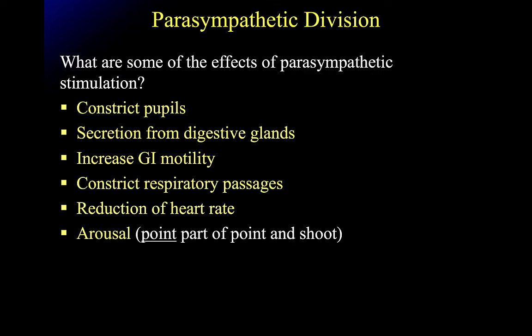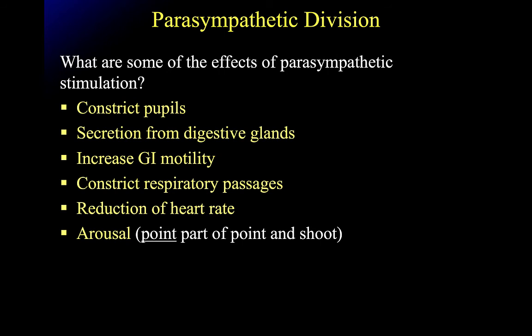We expect the effects of the parasympathetic division to essentially be the opposite of the effects that we saw for the sympathetic division. We're going to constrict pupils. We're going to secrete from our digestive glands and increase gastrointestinal motility or movement within our gastrointestinal tract. All of this is stimulating digestive functions, the exact things we would shut down if we were having a fight or flight response. We're going to constrict respiratory passages, and we're going to reduce heart rate. It's the opposite of what we had the sympathetic doing.